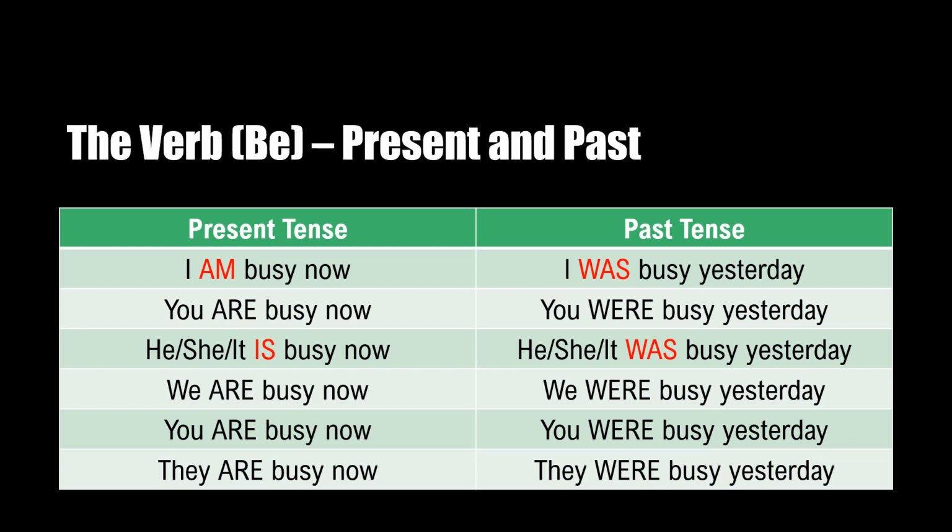So in all these sentences, the verb be has been used as am, was, are, is, or were. These are the different forms of the verb be. Here, the verb be has been used as a linking word. It is linking I with busy now. I am busy now.